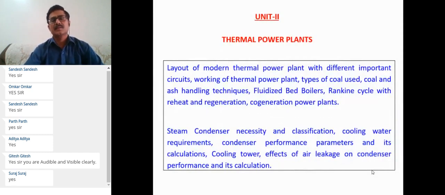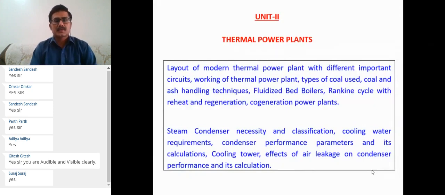This bagasse will be burned, the thermal energy generated will be used to convert the water into steam, and then that steam will be passed through the steam turbine and converted into electrical energy. So that is what we are going to look at for the cogeneration power plants. We will be looking at the significance or the importance of the cogeneration power plants, why they are needed.